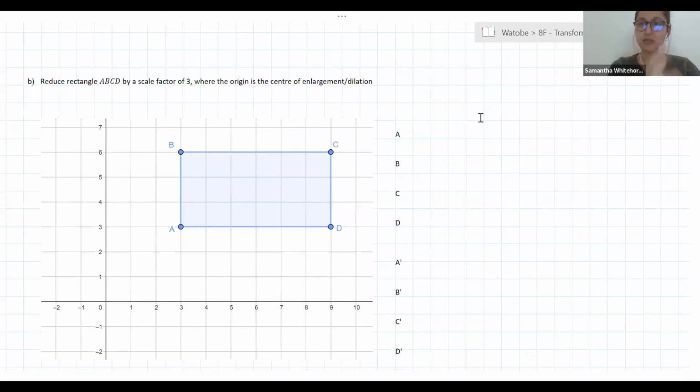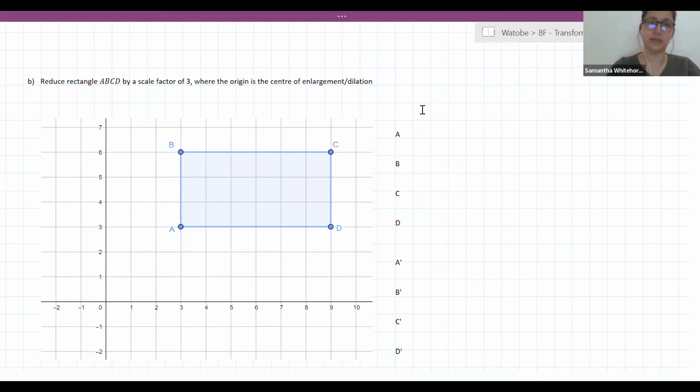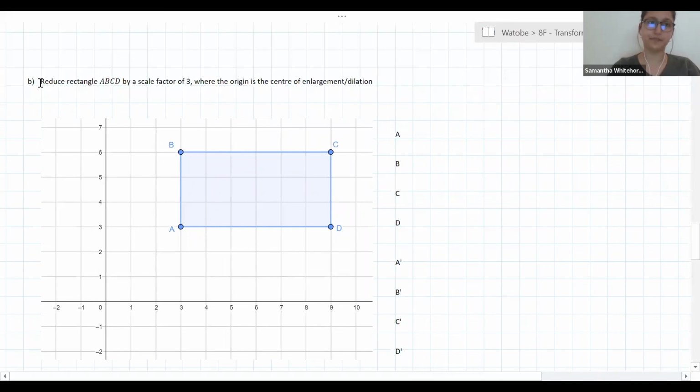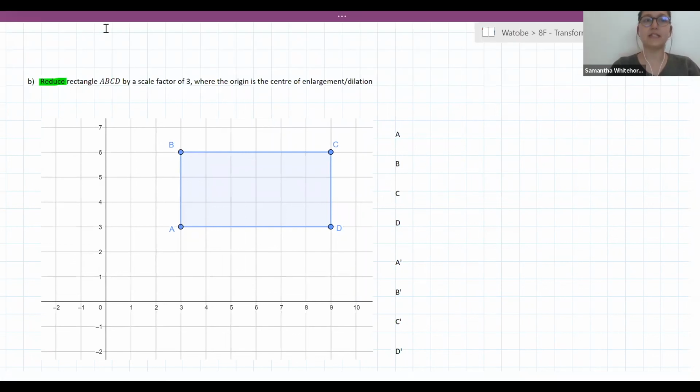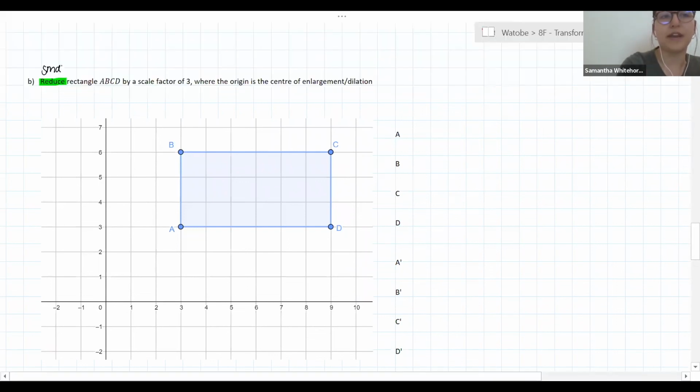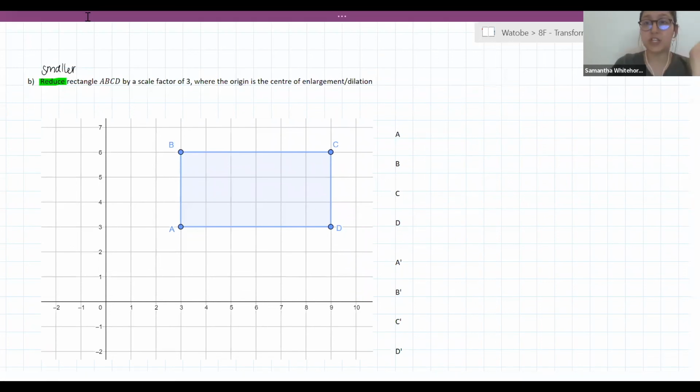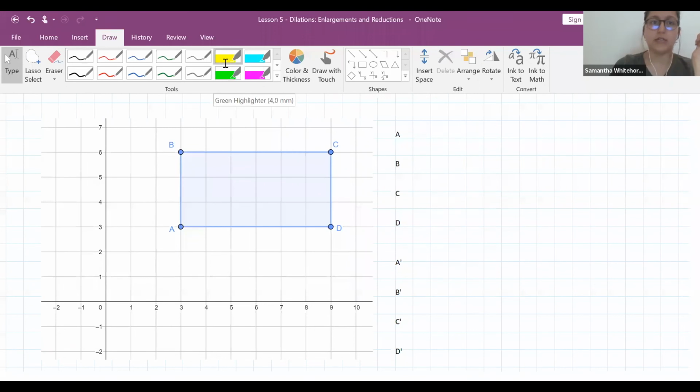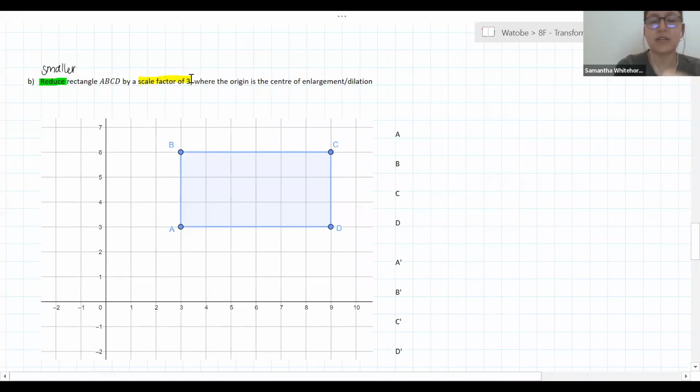All right, now guys, we've sort of been looking at how to enlarge shapes, so how to make them bigger. This is now telling me to reduce. So if we are reducing something, we're making it smaller. So that gives me a clue that the shape I'm going to eventually draw must be smaller than this blue one that I've been given. The next thing is I need to know how much smaller am I making it. So it tells me by a scale factor of 3. So essentially, I need to make this shape 3 times smaller than what it originally was.